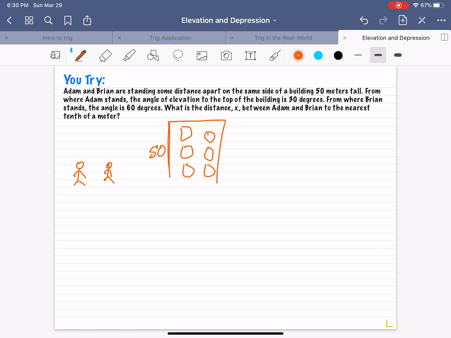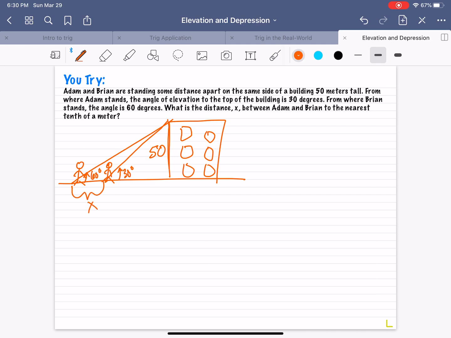From where Adam stands, let's say Adam is the first person, the angle of elevation to the top of the building is 30 degrees. In other words, Adam looks up at an angle of elevation of 30 degrees. From where Brian stands, the second person, the angle is 60 degrees. Now Brian looks up and his angle is 60 degrees. So the question, what is the value of x? The distance between Adam and Brian.